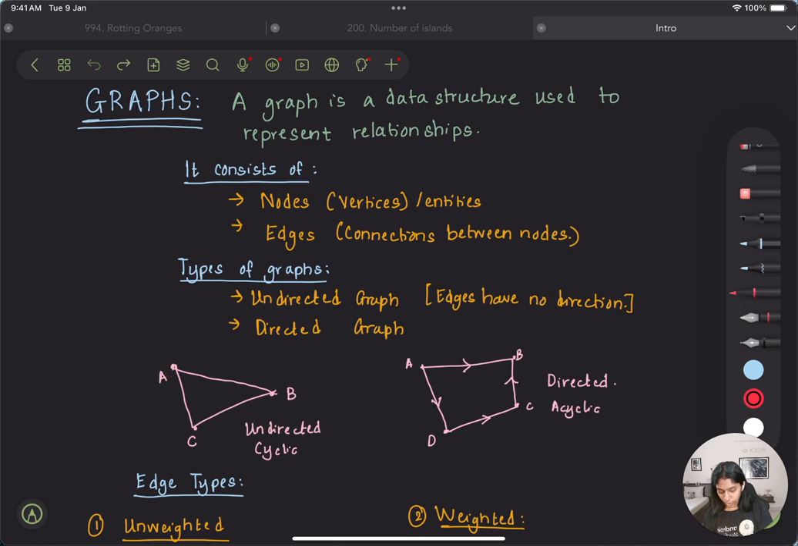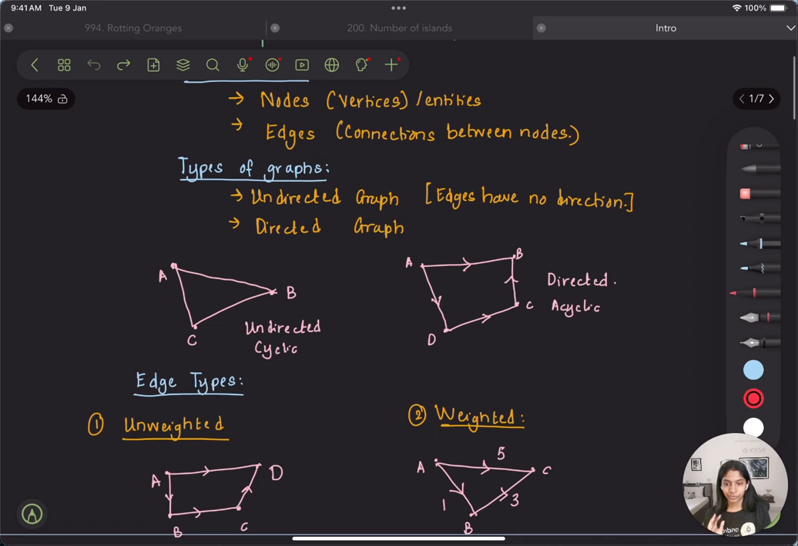Yeah, and when we're talking about types of graphs, as mentioned here, we have two different types. The first one over here is an undirected graph. It's cyclic here because everything is connected together. As we can see in the first one, there's no direction, but they're all still connected. And the second type is a directed graph. I've just mentioned the cycle part over here, but it's basically directed and undirected.